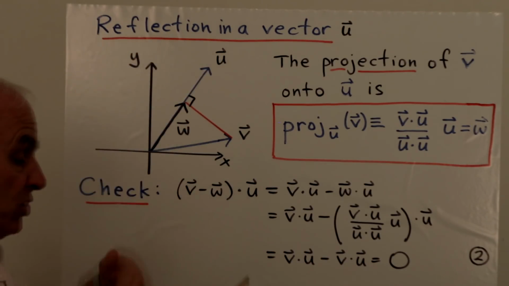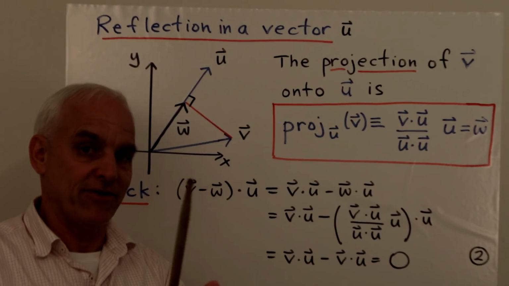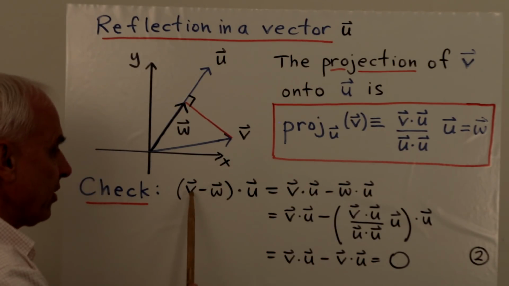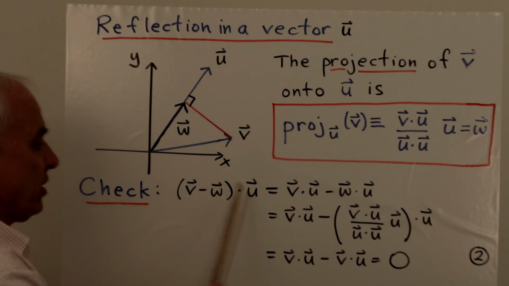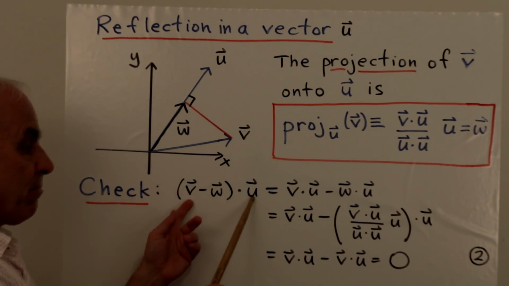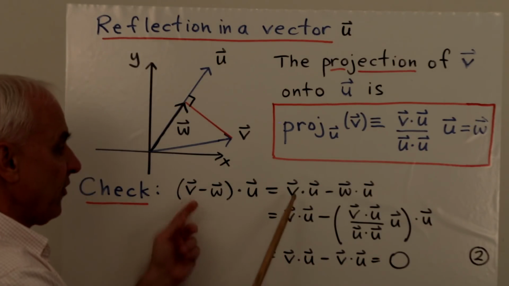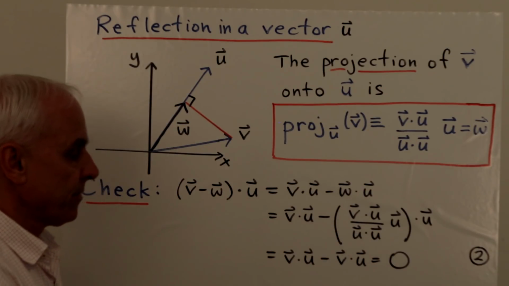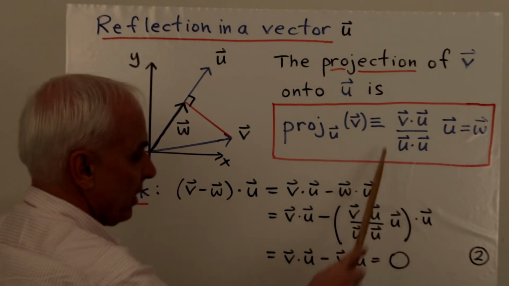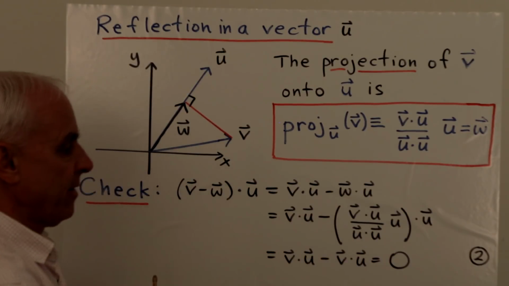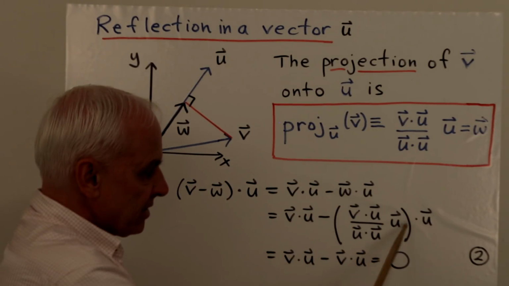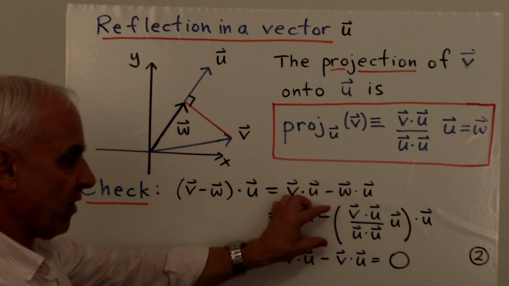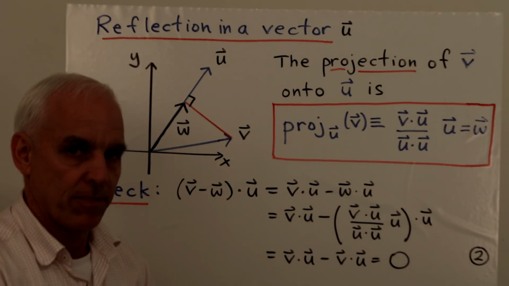And the way we check perpendicularities, we take a dot product and see if something is 0. Okay, so what would happen if we took this w and looked at v minus w dot u? Well, by the bilinearity of the dot product, this is v dot u minus w dot u. And the w is this formula here, so we just replace it there. And then when we look at this expression dot u, this is a number. So the number pulls out front and we just end up with u dot u.